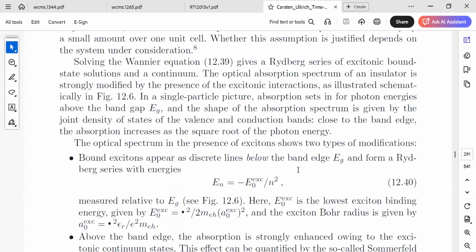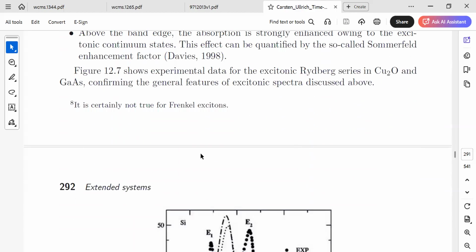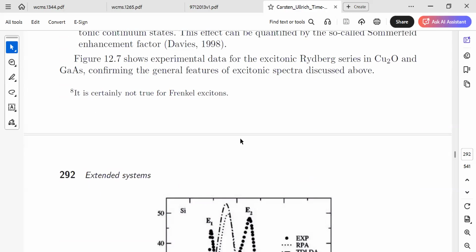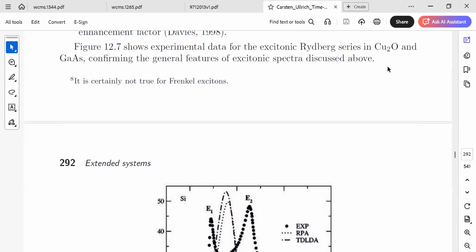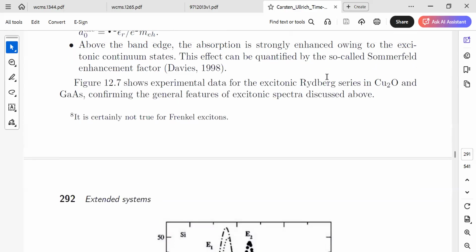Next is something to consider which would be helpful for you to understand what is going on. Figure 12.27 shows the experimental data for the excitonic Rydberg series in Cu2O and GaAs, confirming the general features of the excitonic spectrum discussed above.